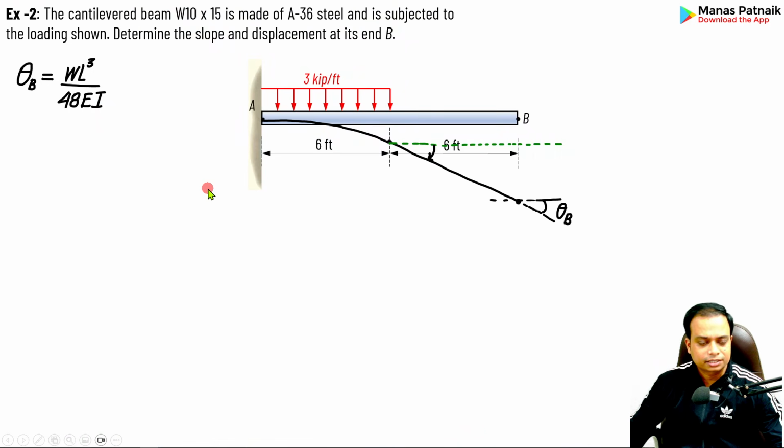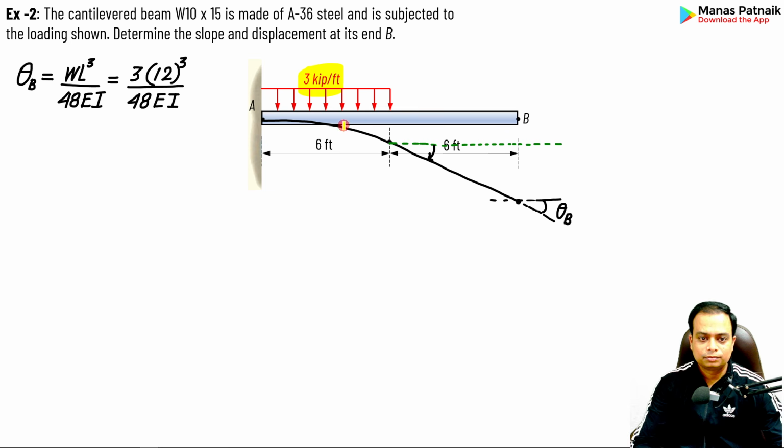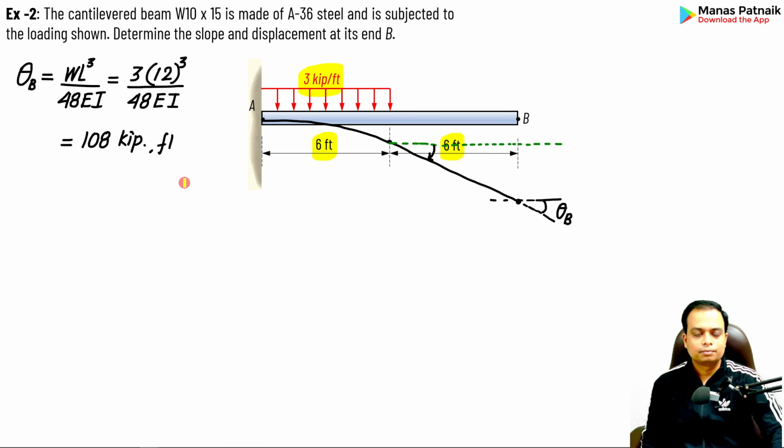What's next? So plug in the value. This is 3 kip per foot. Plug it in over here. And by the way, the length of the beam is 6 plus 6, that is 12. For sure. You simplify this.